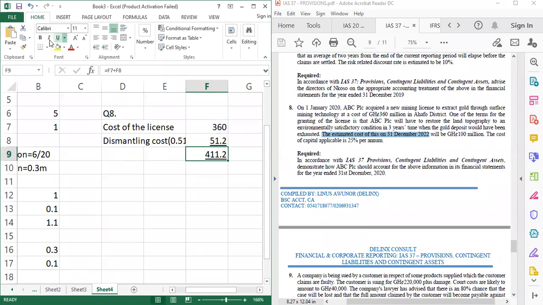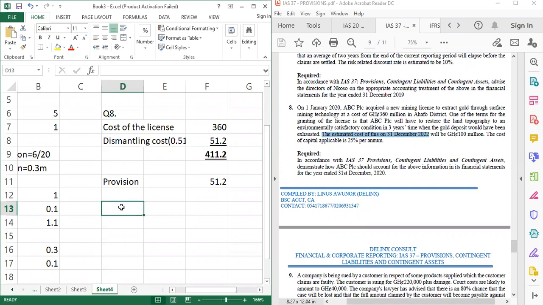So what will be our provision at the beginning? Our provision will be equal to the present value. If we should pay today, this is the amount that we pay to the people. So we are making a provision of 51.2. That is the initial provision as of today. They are saying that we should account for this for the year end, 31 December. For the year end 31 December, 1 year of the license has already elapsed, isn't it?